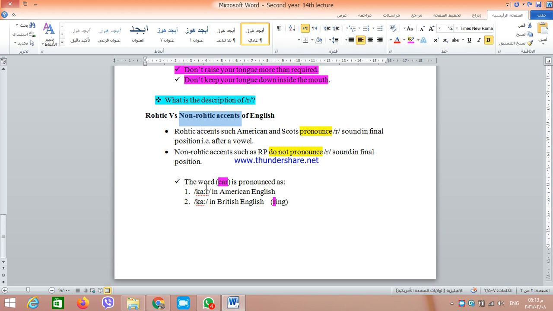while American English, which realizes ra initially, medially, finally, after vowels, before vowels, is called rhotic. I mean general American English and some other accents of English pronounce the ra sound initially, medially, and finally. These accents of English are called rhotic accents. Okay. Now I think this is enough.